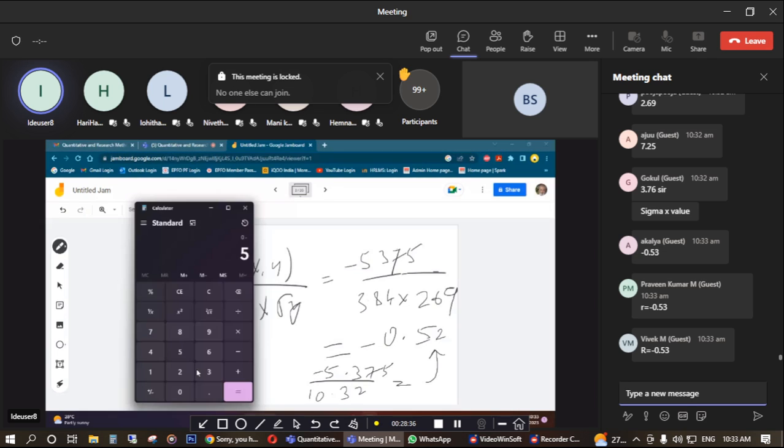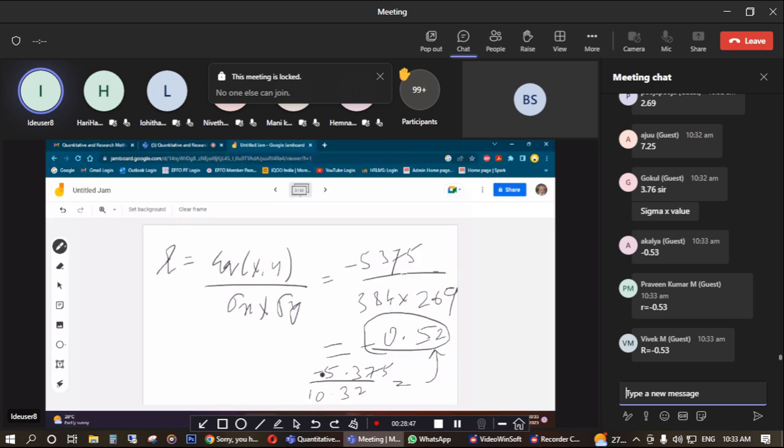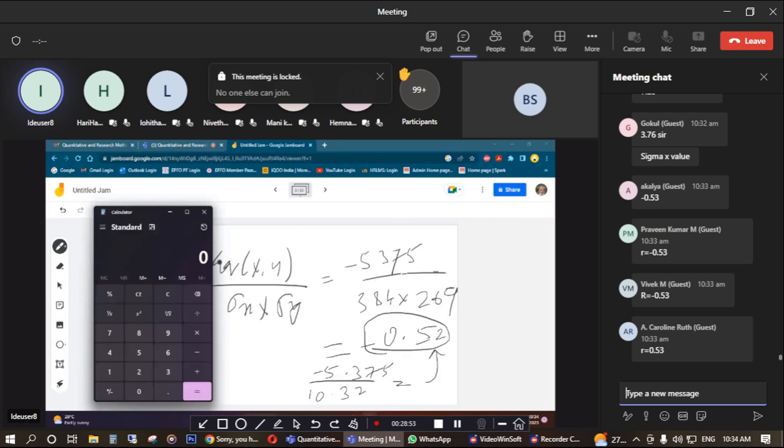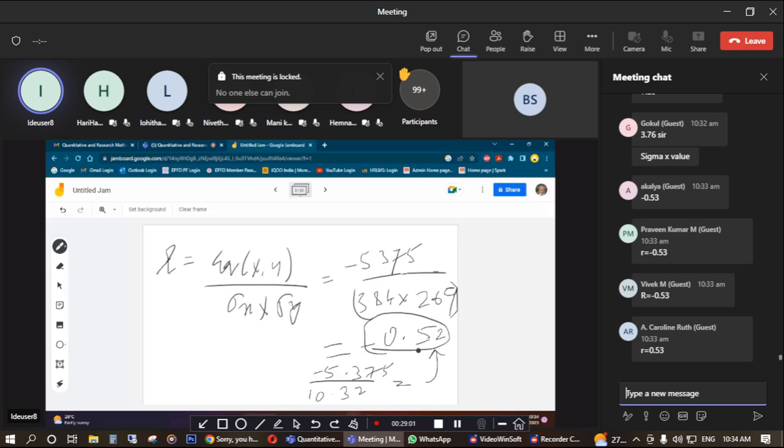Minus 5.375 divided by 10.32. How much does it come to? Minus 0.52. Did I not get it? So in case you are not having a scientific calculator, you can do the calculation with a normal calculator. Whenever you have something like this, divide the numerator twice.